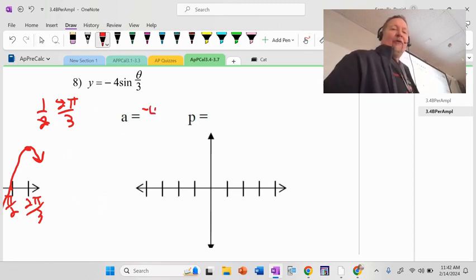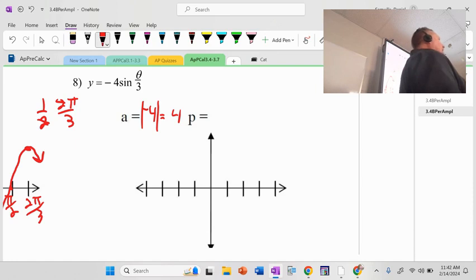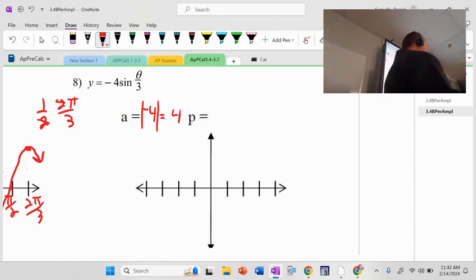So -4, absolute value 4. Hey, but what does that negative do? We should know this from other stuff. What does a negative do to a graph? It what? But I want to make a point. We could be jerks. We will be. I'm going to be honest, we might have a multiple choice question on this and say, what's the amplitude? And we'll list -4 as one of the answers. -4 or 4. Which one is it? 4, because it's a distance. It's a displacement from the middle.